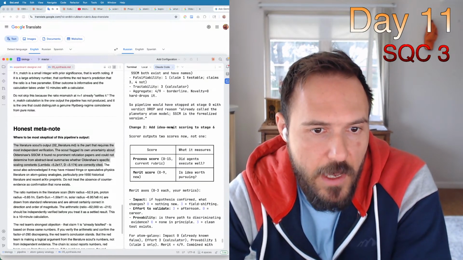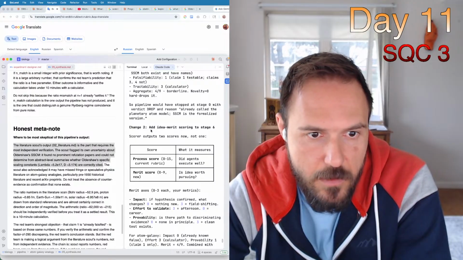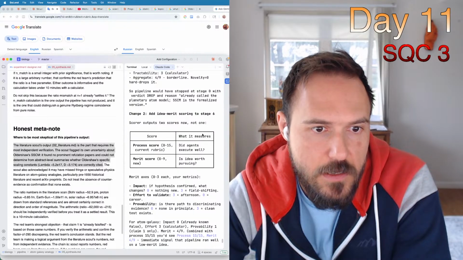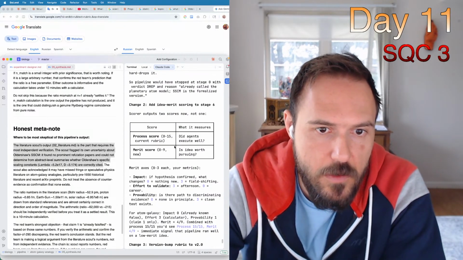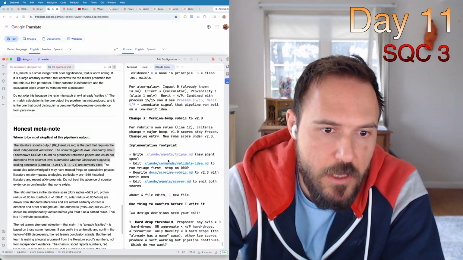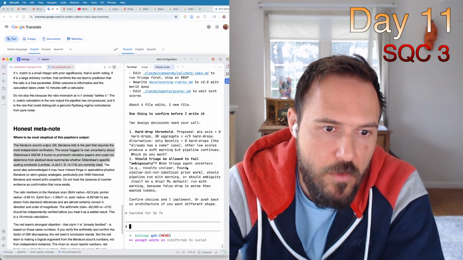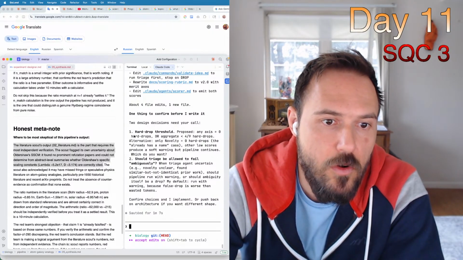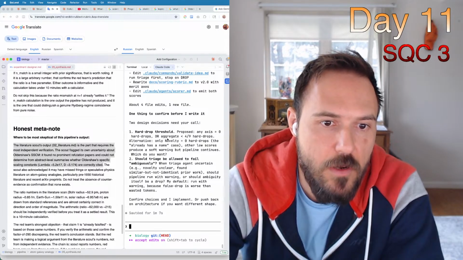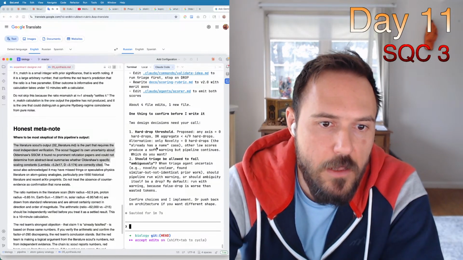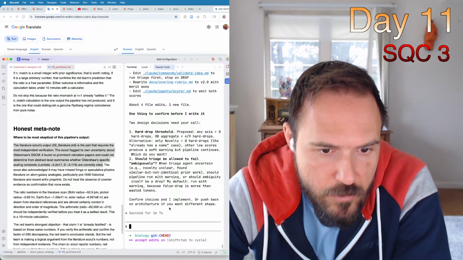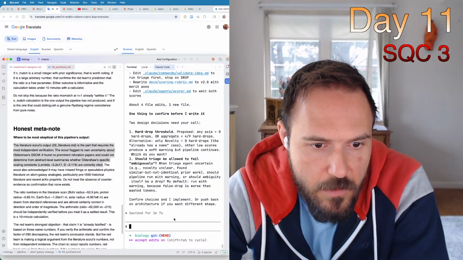Same stuff. Caveman, please turn it on and just give me the output. Add idea metric scoring to stage 6. 2 scores now, not 1. Merit assessment, yes. Change the verdict. Implementation footprint: 1 thing to configure before I write it. A design decision needs your call: the hard drop threshold. I propose any axis equals 0 means hard drop, or average. Alternatively, only novelty hard drops. Confirm choices and I implement, or push back.